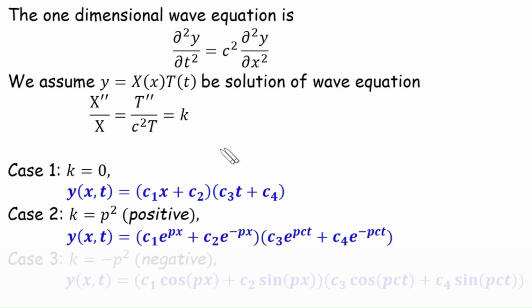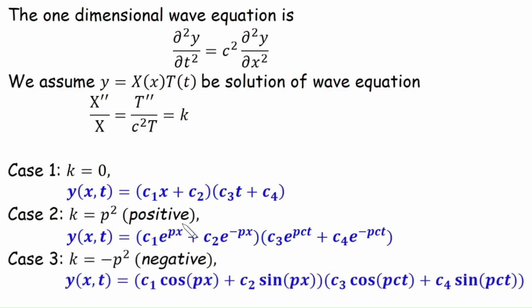And in the other case, if we take k as negative, the solution comes in the form of sine and cos. So they are oscillatory functions. This means the motion repeats again and again in a wave-like pattern.